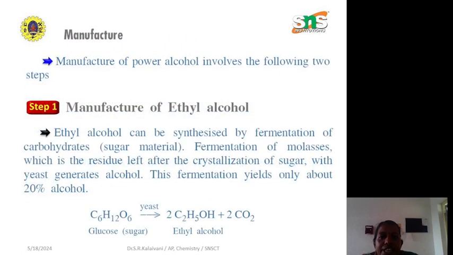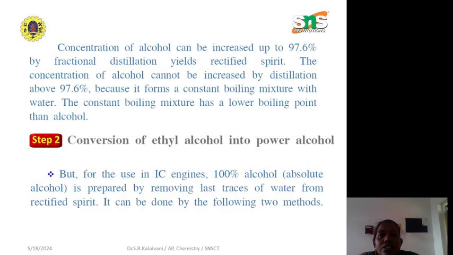Then manufacture of ethyl power alcohol. Step 1. Manufacture of ethyl alcohol. Ethyl alcohol can be synthesized by fermentation of carbohydrates, such as fermentation of molasses, which is the residue left after the crystallization of sugar, with yeast to generate alcohol. This fermentation yields only about 20% alcohol. Then the concentration of the alcohol can be increased up to 97.6% by fractional distillation, which yields a rectified spirit.